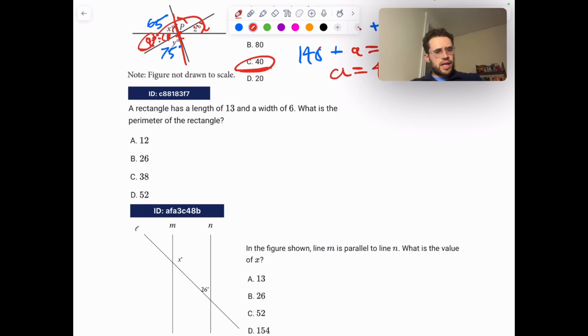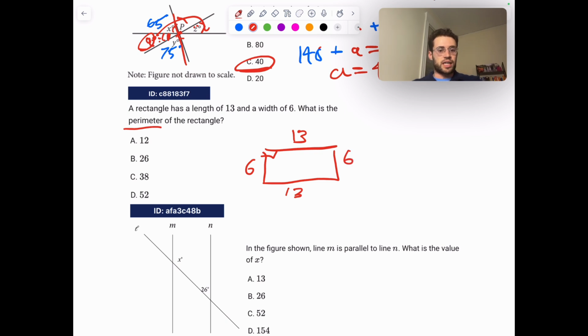A rectangle has a length of 13 and a width of 6. So we have 13, 6, like that. What is the perimeter of the rectangle? So this one, they're trying to trick you because some people are just going to multiply them and give you the area there, which let's see if that's an option. 60 plus 18 would be 78. Okay, they were nice. They didn't actually make that an option.